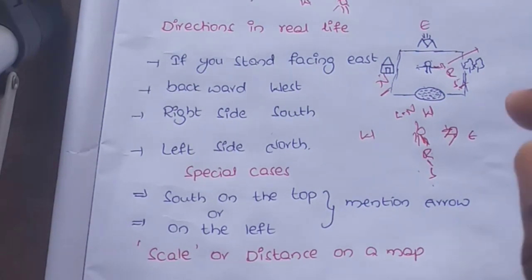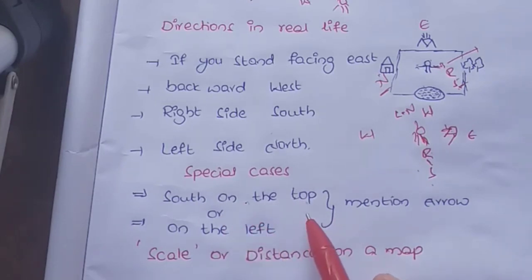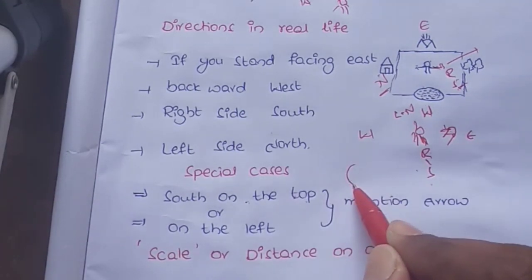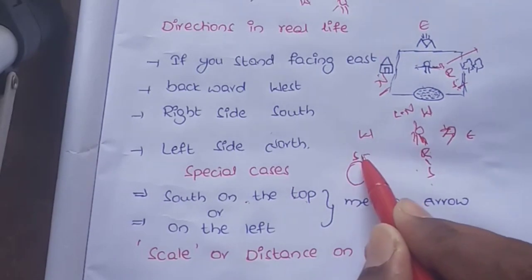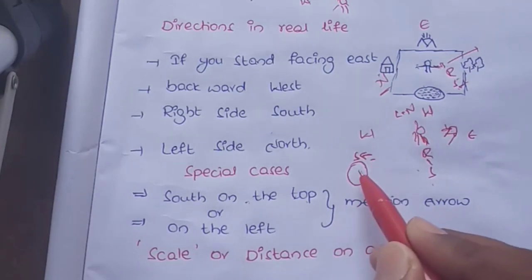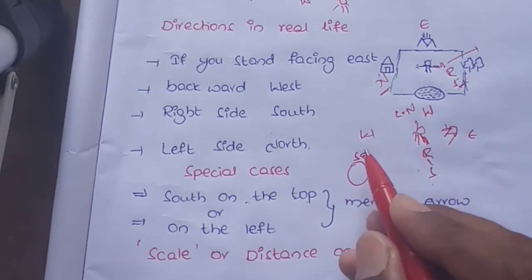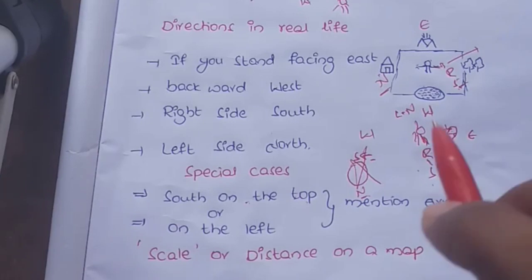In some special cases, south will be mentioned on the top or on the left. If they mention it, they give an arrow symbol. For example, I have drawn this. Already I said that north will be at the top. But instead of that, if they mention south here, then they give an arrow mark as south. So by seeing this arrow mark, we should understand that it is south, and the opposite of this becomes north. So in some special cases only it happens, very rarely, right?